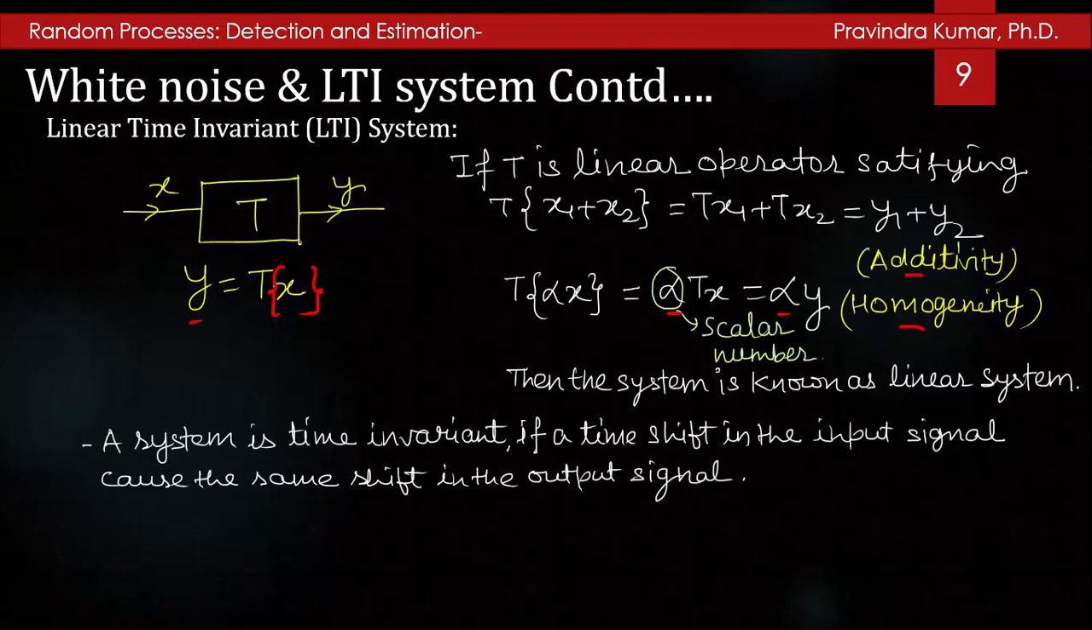A system is time invariant if a time shift in the input signal causes the same shift in the output signal. Meaning if I introduce some time origin shift, the same time origin shift will be there in the output of the system. This is known as a time invariant system.